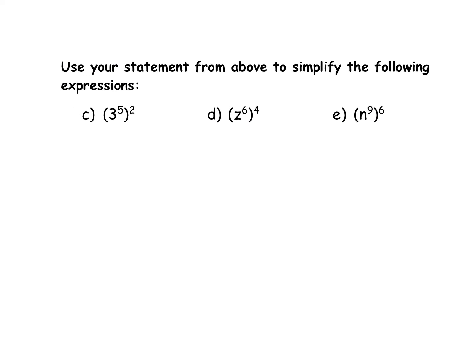Here, the base of the problem is 3 to the 5th power. The exponent is 2. So that is 3 to the 5th power times 3 to the 5th power. 5 plus 5 is 10. That's 3 to the 10th power. The next one, we have z to the 6th multiplied by itself 4 times. Repeated addition is multiplication. So that is z to the 6 times 4, and that is z to the 24th power.